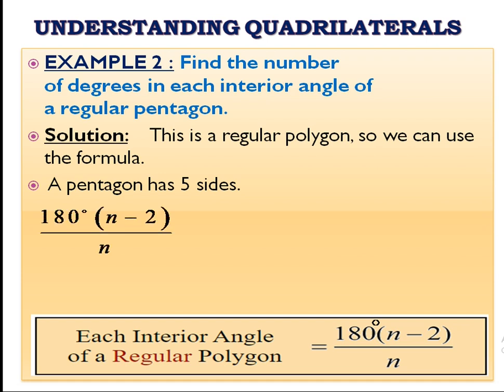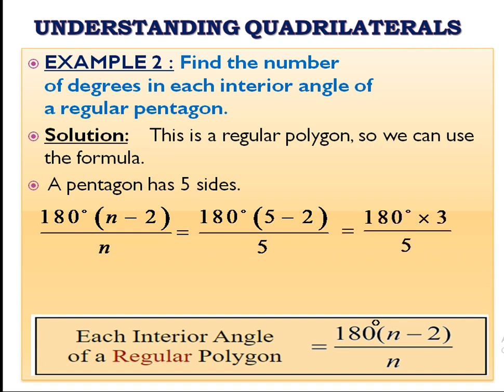180 degrees into n minus 2 divided by n is equal to 180 degrees into 5 minus 2 divided by 5, because we have to put n is equal to 5 in this formula. This is equal to 180 degrees into 3 divided by 5. This is equal to 108 degrees. So the number of degrees in each interior angle of a regular pentagon is 108 degrees.